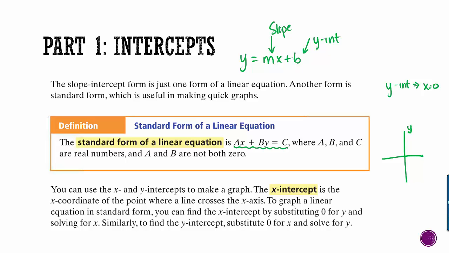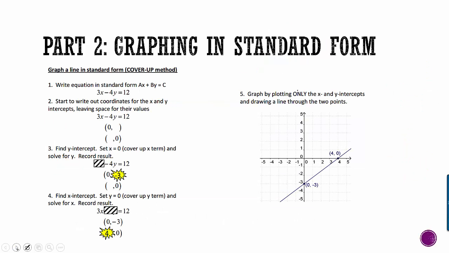And now we're going to use the x-intercept. Anytime something crosses this line right here, we know the opposite is true, that y equals 0. So what we're going to do is just plug these two things in. It's super easy to plug in something for 0, and then it's very easy to solve. We're going to do that using something called the cover-up method.